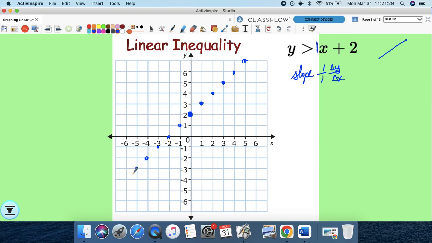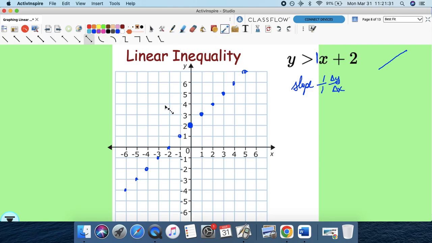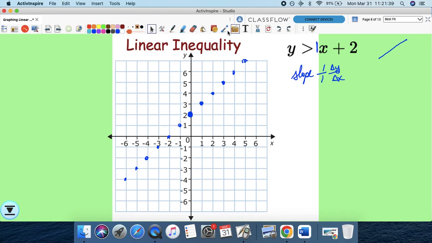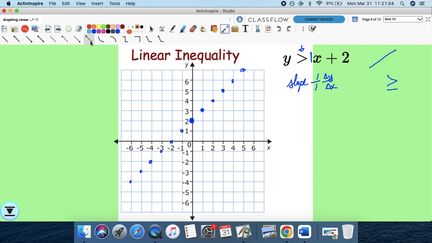You don't need all these points, I'm just drawing it. And in this case, before I even draw the line, our inequality symbol here is just greater than. It's not greater than or equal to, which tells us that points on the line will not make this inequality true. So what kind of line do I want to use? I want to use the dashed line, and that's exactly what I'm going to do.